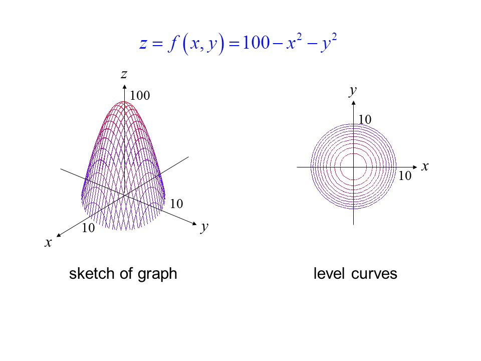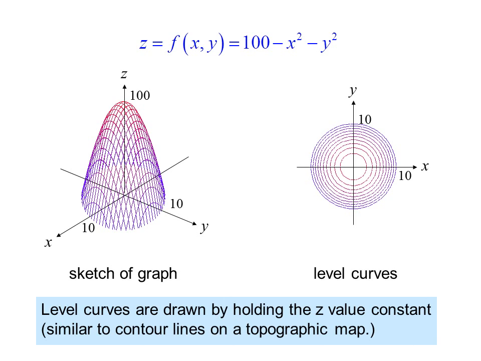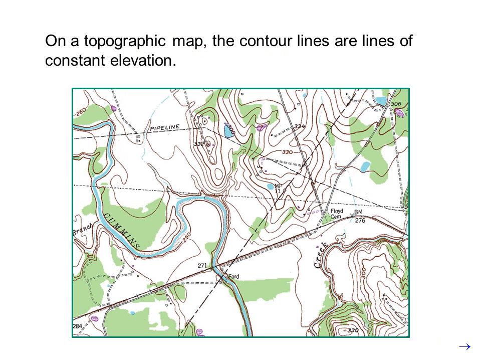We could also draw level curves. Level curves are drawn by holding the z-value constant, similar to contour lines on a topographic map. On a topographic map, the contour lines are lines of constant elevation.